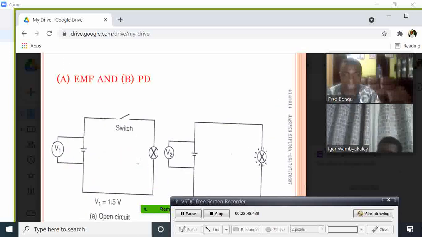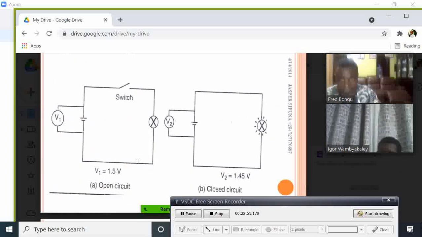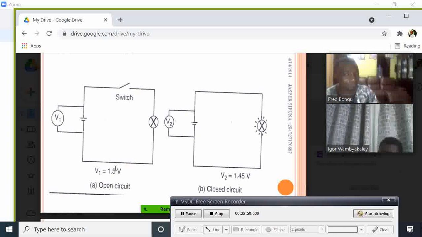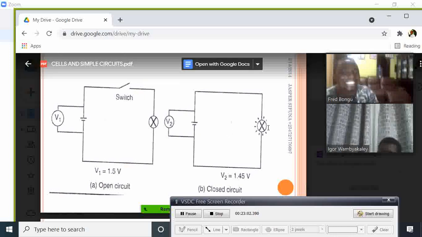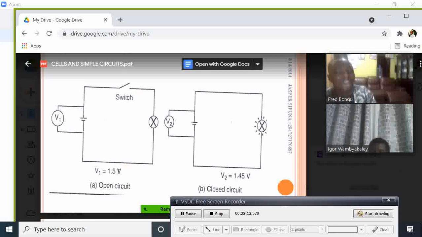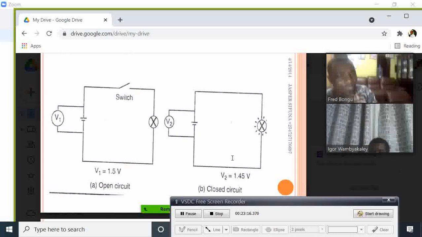Look at the diagrams. The first diagram is an open circuit. It is not supplying current. It is 1.5. But the second diagram, it is supplying. The bulb is on. And therefore, the voltage has dropped to 1.45. So this is an open circuit, we have the EMF. And here we have a closed circuit, we have a potential difference. That's the difference between an EMF and a potential difference. One is working, another one is not working, if you can use layman's language.